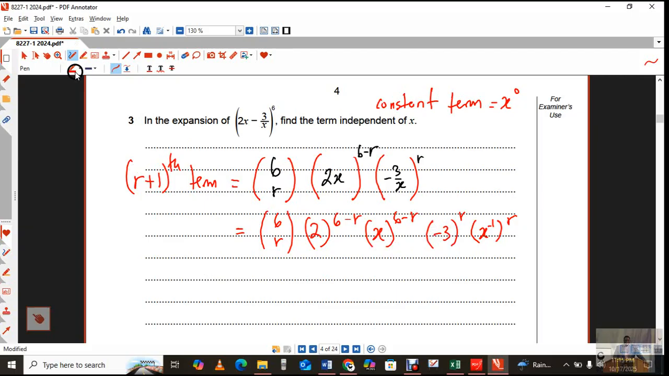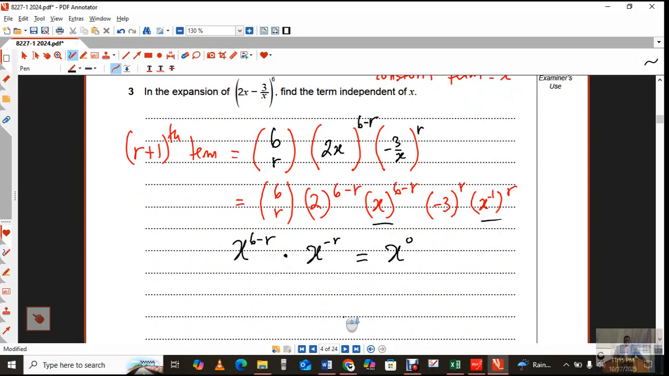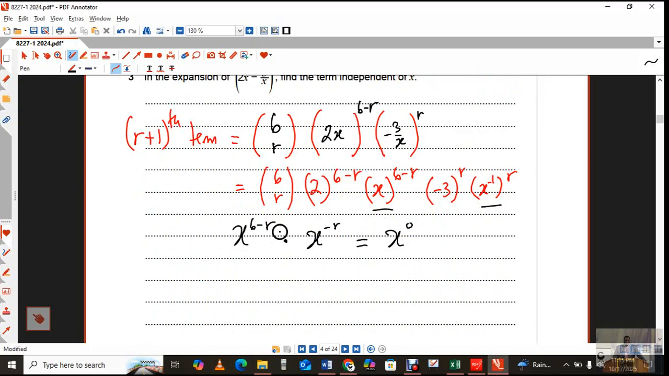So I'm going to look at the term x to the 6 minus r, which is this one, multiplied by x to the negative r, and we're going to let that equal x raised to the power of 0. That's what we're going to do. When you multiply and the bases are the same, you add. So this is going to be 6 minus 2r, and this is going to equal 0. If you solve this for r, you'll get that r is equal to 3.